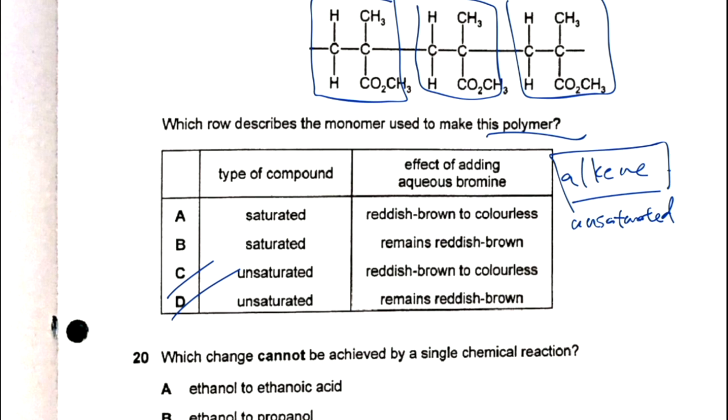Because it's an alkene, the answer is C. It will change from reddish brown to colorless, because if you add bromine, this is halogenation. Remember for alkene there's a triple H: hydration, hydrogenation, and halogenation. So bromine is a halogen.